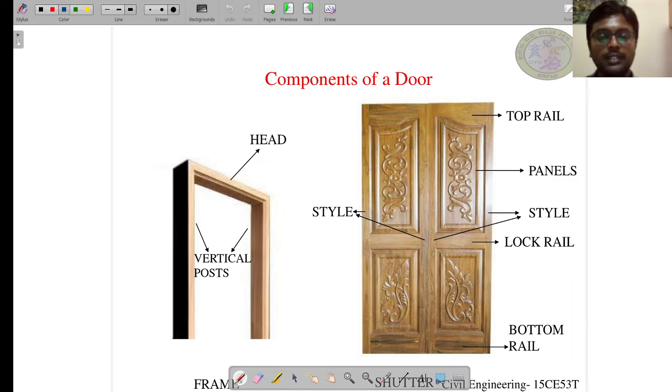So before doing the rate analysis of door, let us understand the components of a door. It is basically made up of two major components: one is the frame and the other one is the shutter. In frame, we have one horizontal member called the head and two vertical members called the vertical posts. In a shutter, we have vertical members called stile. This is a two shutter door and as such we have four stiles.